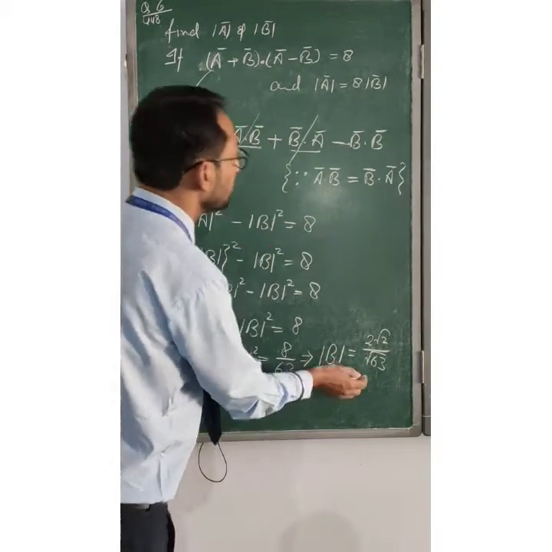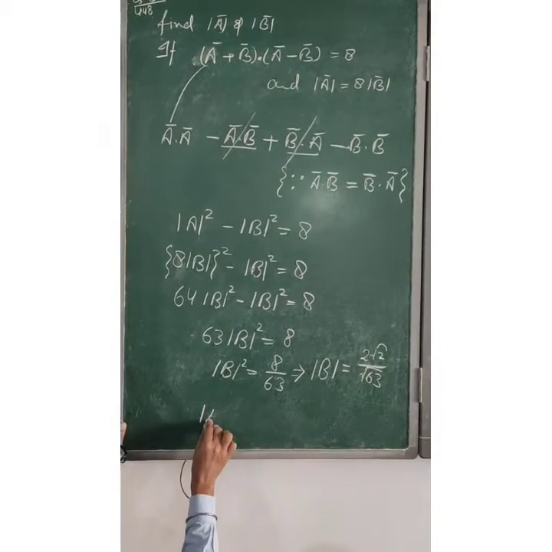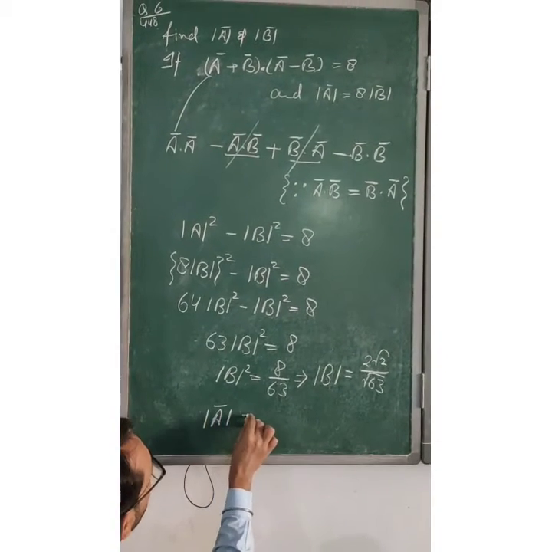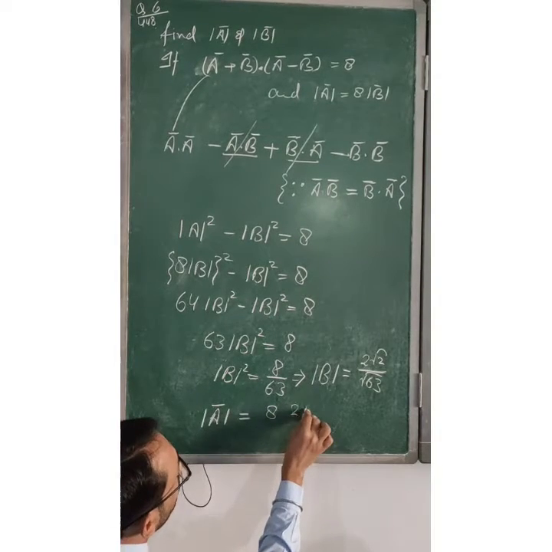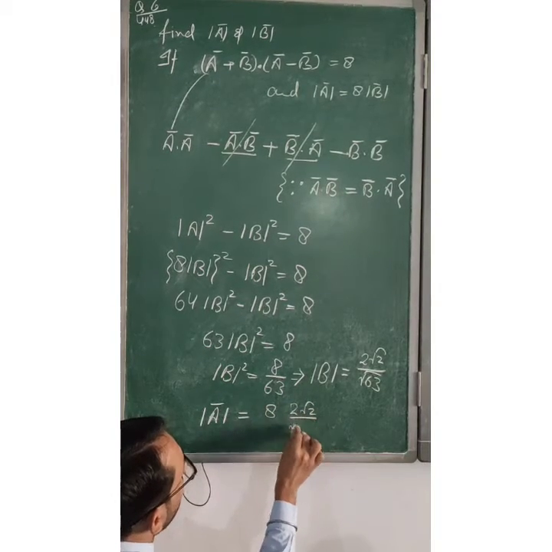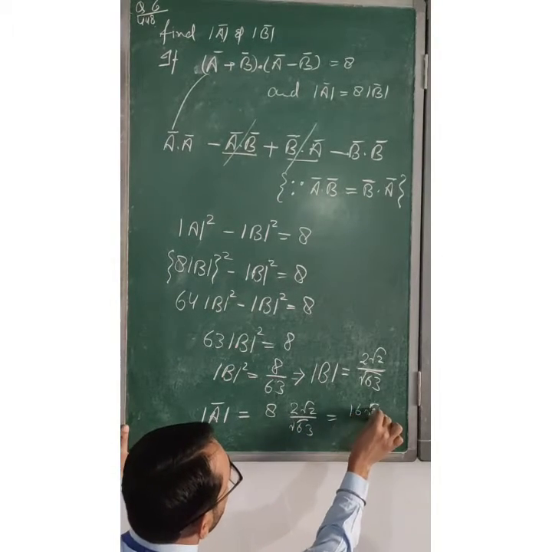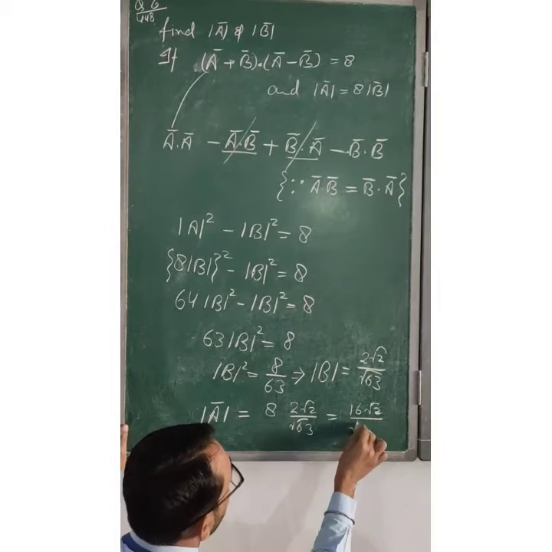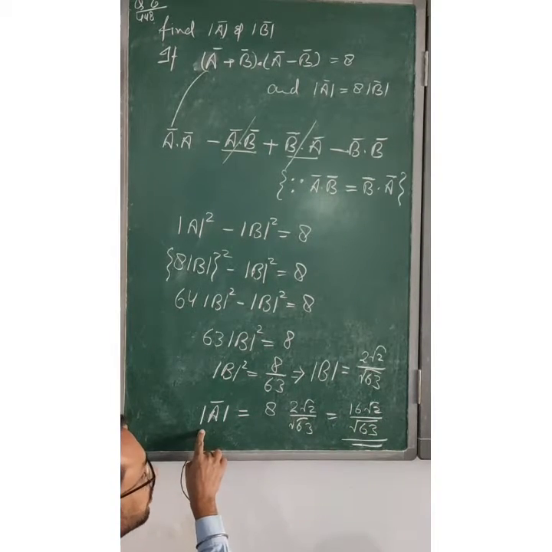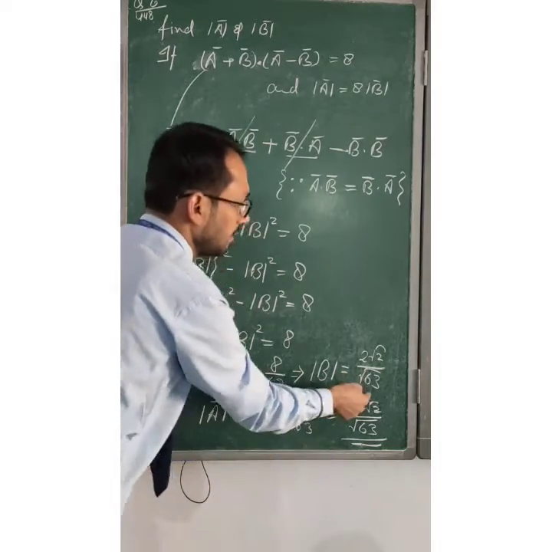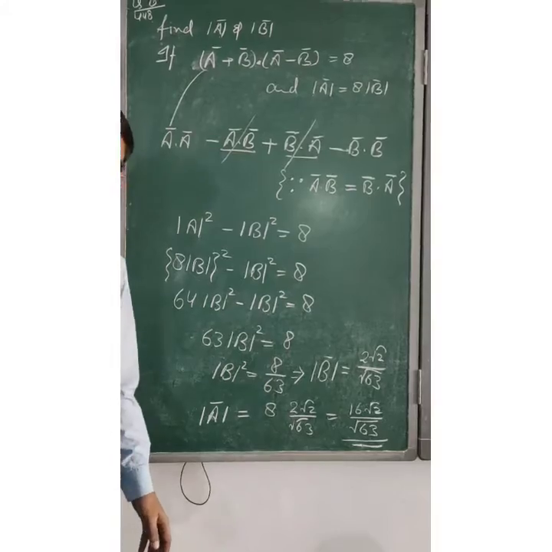Now by putting this, we will be able to calculate the value of mod A. Mod A will be equal to 8 times mod B, and mod B is 2 root 2 upon square root of 63, that is 16 root 2 by under root 63. It will be the value of magnitude of A. This was the modulus B value. So this way we can calculate such things.